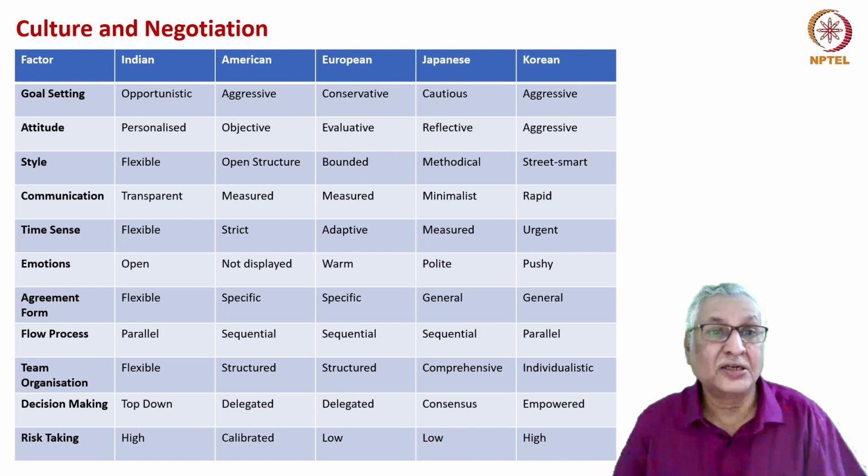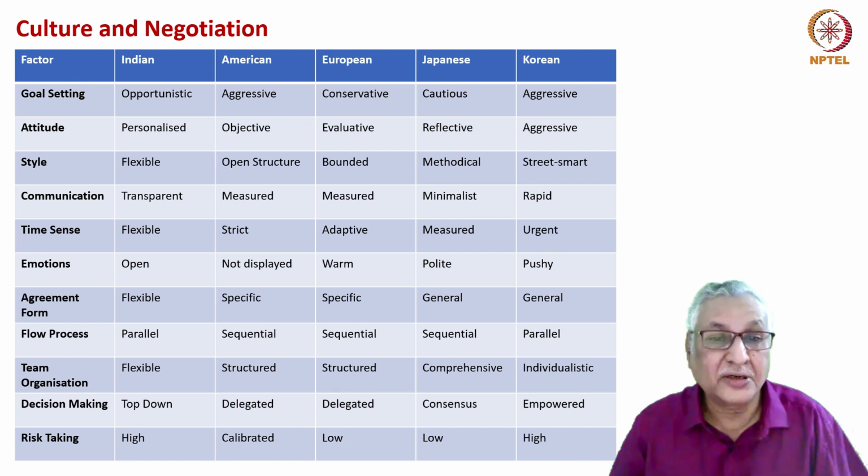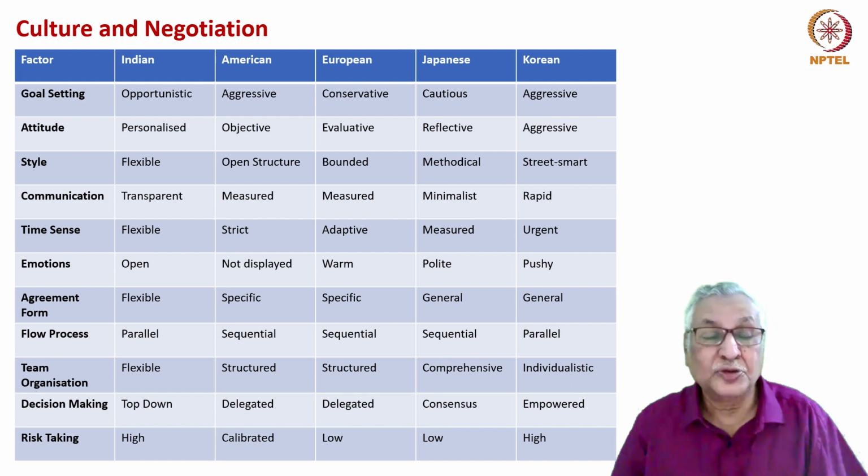In terms of style, an Indian negotiator tends to be flexible. An American negotiator adopts an open structure. A European negotiator is completely measured. A Japanese negotiator is minimalist and Korean is rapid. In terms of the time sense, an Indian negotiator is flexible, an American negotiator is strict and within the bounds, a European negotiator adaptive, a Japanese negotiator measured, and a Korean negotiator urgent, would like things to happen the next day.